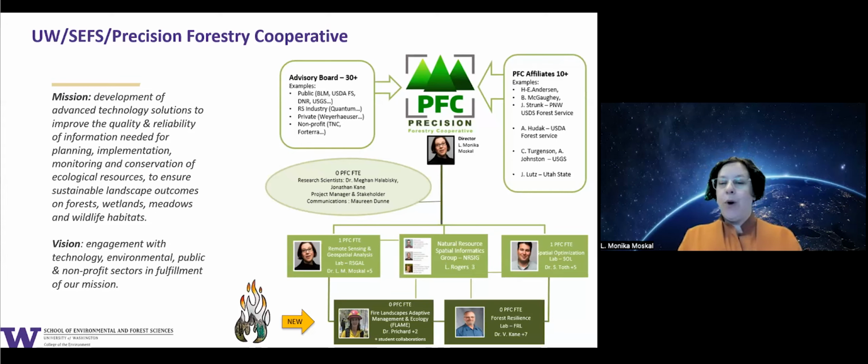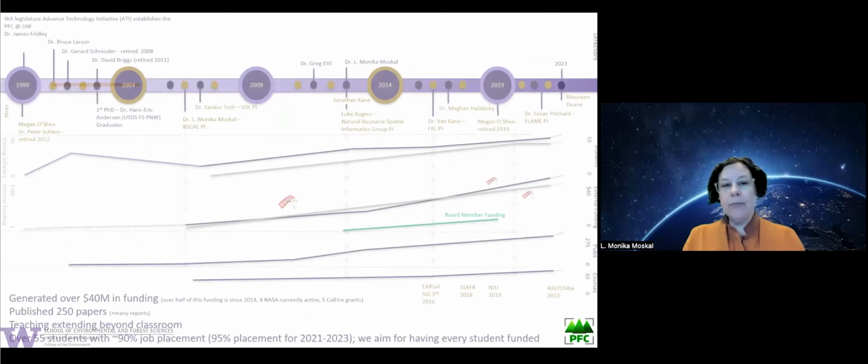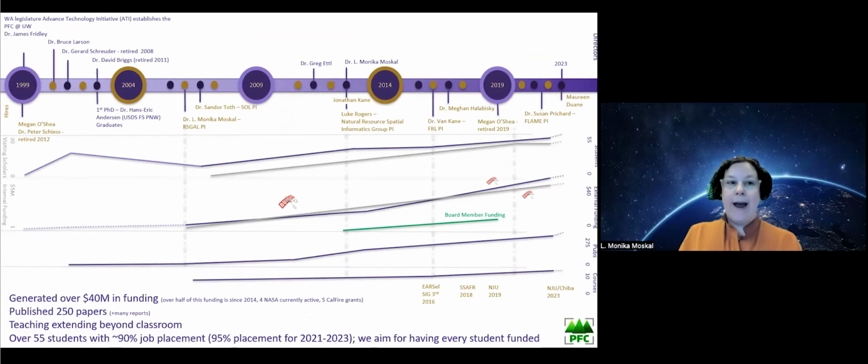However, the group, the Natural Resource Spatial Informatics group, takes all the research that we do in the other 4 labs within the Precision Forestry Co-op and really makes it operational and usable. We do have a broad advising board that comprises public, private, non-profit, as well as industry sectors. And we have a lot of affiliates, and all these individuals help us to direct the research that the PFC does. We've been around since the 1990s.